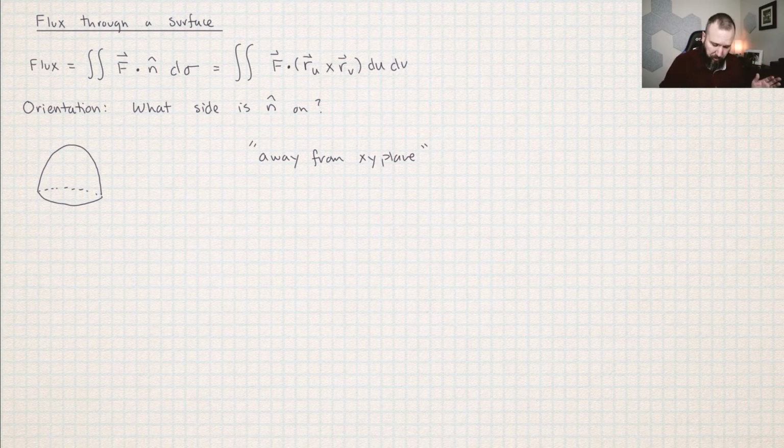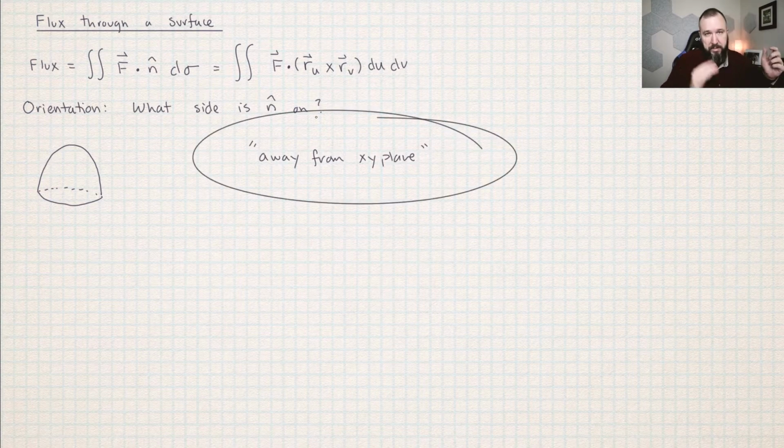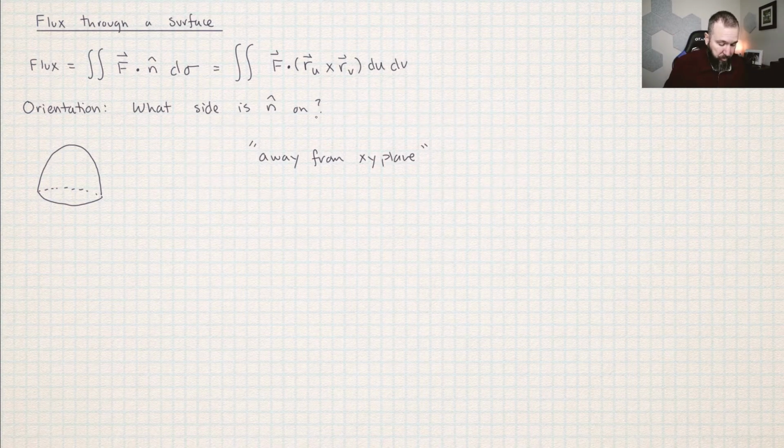So you're solving some kind of flux problem, and there's always going to be one part of the problem that indicates which way the surface is oriented. So it's going to say something like in the positive z direction, or away from the xy plane, or outward, or something like that. So I'm imagining a scenario here where in the problem it said something like away from the xy plane, and I'm imagining the xy plane as being that plane down there.